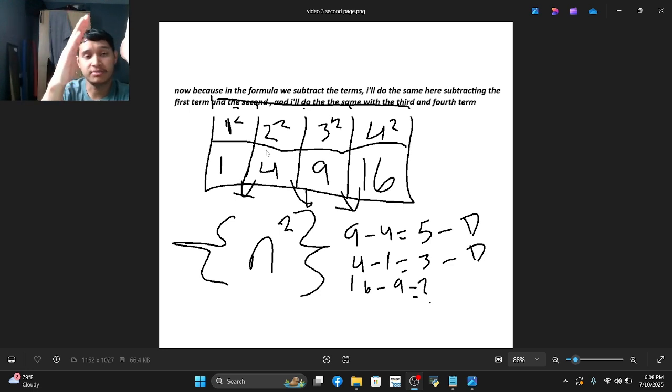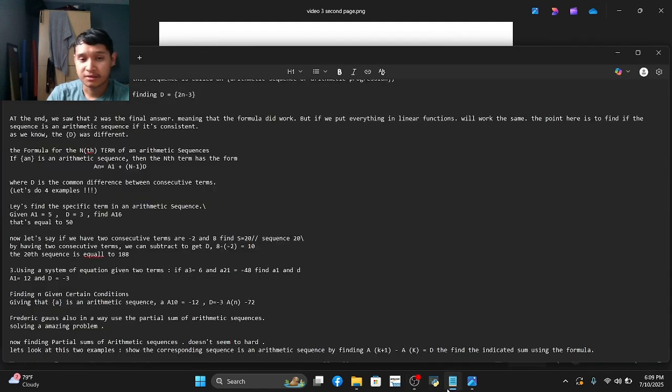Imagine we have our tables. So we put the tables, we switch the n for the first term, the second term, the third term, the fourth term, and we start subtracting the first term from the second term to see if we get the same results. If we don't have the same results, then this is not consistent. The formula for the nth term of an arithmetic sequence, where d is the difference.